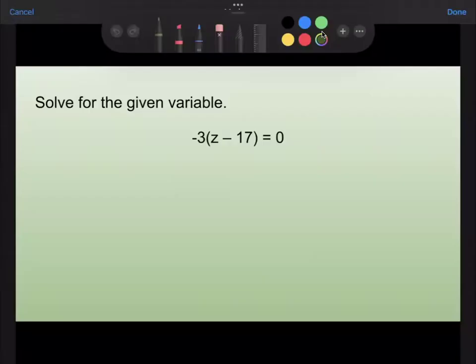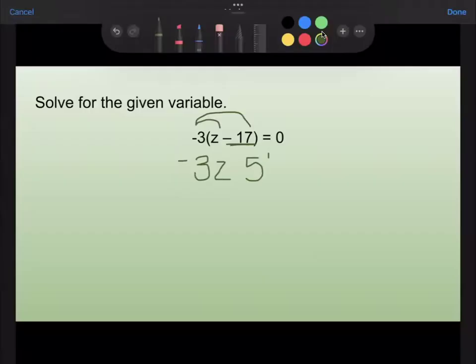So what that means is I need to do negative 3 times z, and negative 3 times negative 17. We're going to go ahead and take this minus sign in front of the 17 to make that negative 17, because subtracting 17 is the same as adding a negative 17. So we're going to go ahead and do negative 3 times z, which is negative 3z. Now, a negative 3 times a negative 17 will give us a positive answer, because two negatives multiplied give us a positive, and that would end up being positive 51.